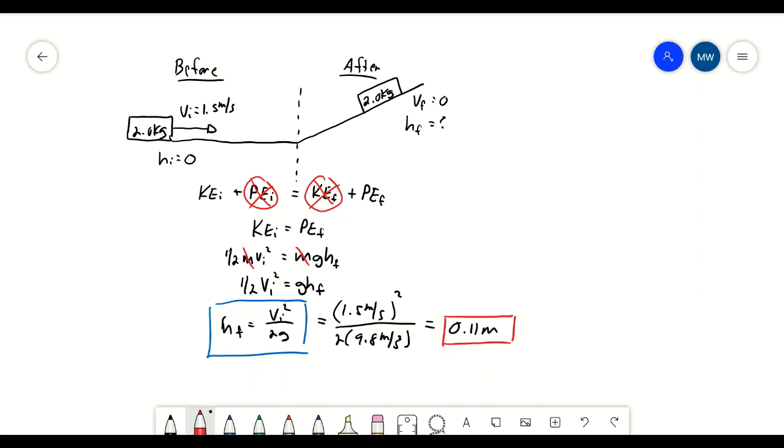I can tell you, if you have a choice in the future and you can turn your problem into a conservation of energy problem, I would recommend doing that because they simplify and make the problems a lot easier than almost any other technique that we're going to do.